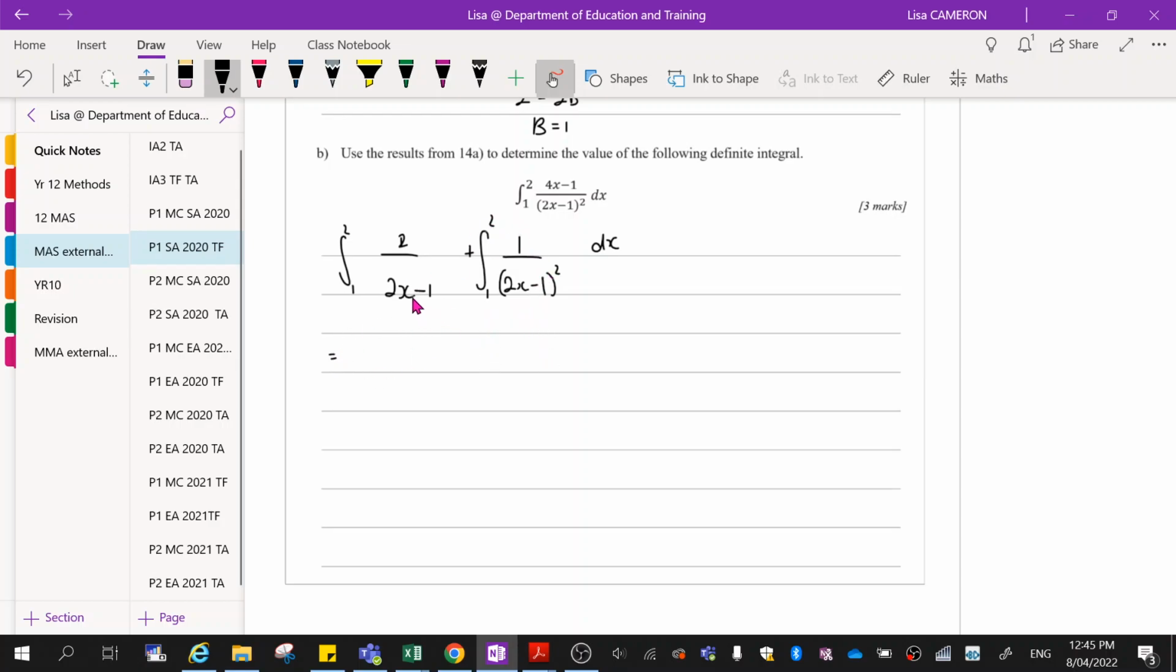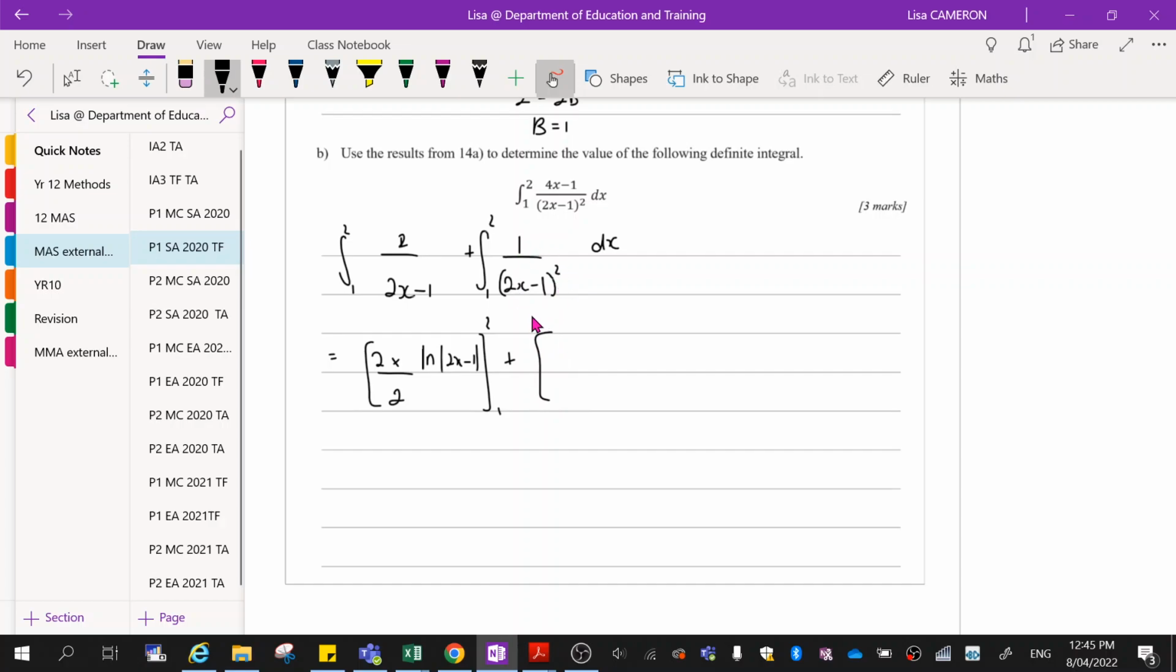So the first one's pretty easy to see straight away. This part, the 2 would come out the front, and then I'm left doing the integral of 1 over this, so it'll be ln(2x minus 1), and it'll be divided by what's in the derivative of the bracket. So if I derive the bracket, I'll end up with 2, which is how I end up with that section. So then for the second section, I'm going to have this statement here.